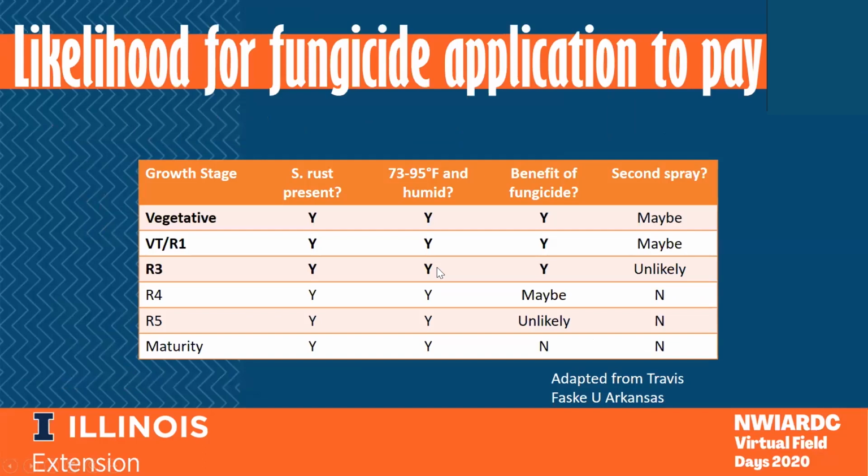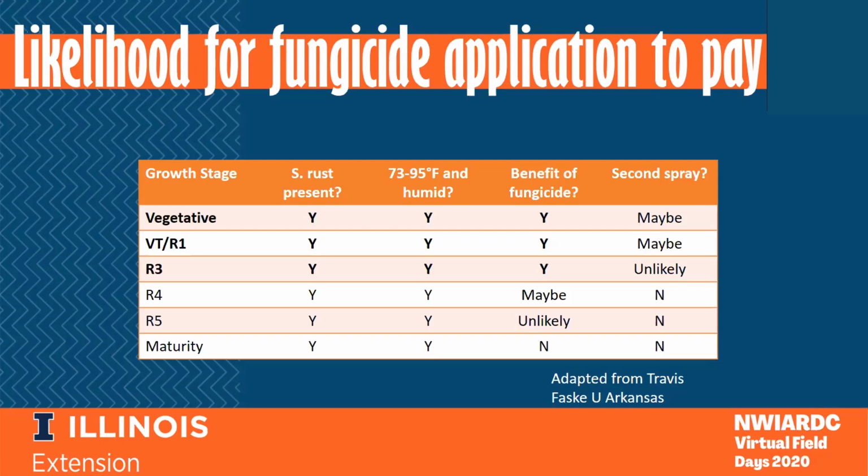Now, one of the big questions is, okay, maybe I've got southern rust in my field. What's the likelihood that if I spray something, it's going to pay? This has been studied quite a bit in the South. They see this disease a lot more than we do, and often in much more severe forms than we see in the majority of our state. They've developed a chart to give you an idea of the likelihood that you're going to need to make an application and that it's going to pay for itself.